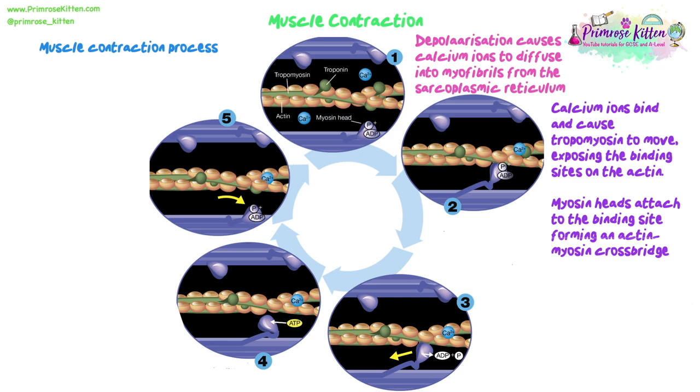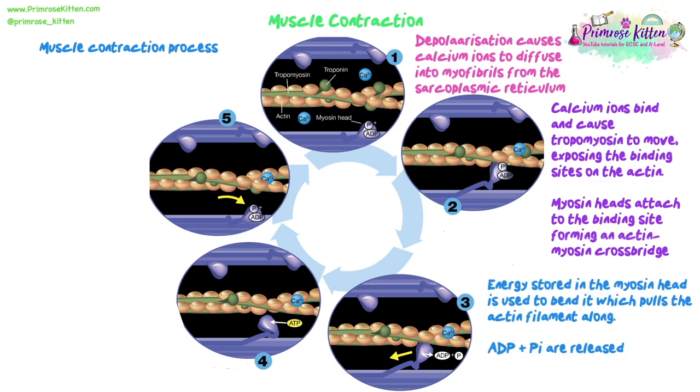That allows the myosin heads on the myosin filaments above and below to attach to those binding sites and form what we call an actin-myosin crossbridge. Sometimes you can just refer to it as a crossbridge. Energy that's been stored in the head, and we'll say how that's happened in a second. So you could always start by saying there is energy stored in the head if you want to.